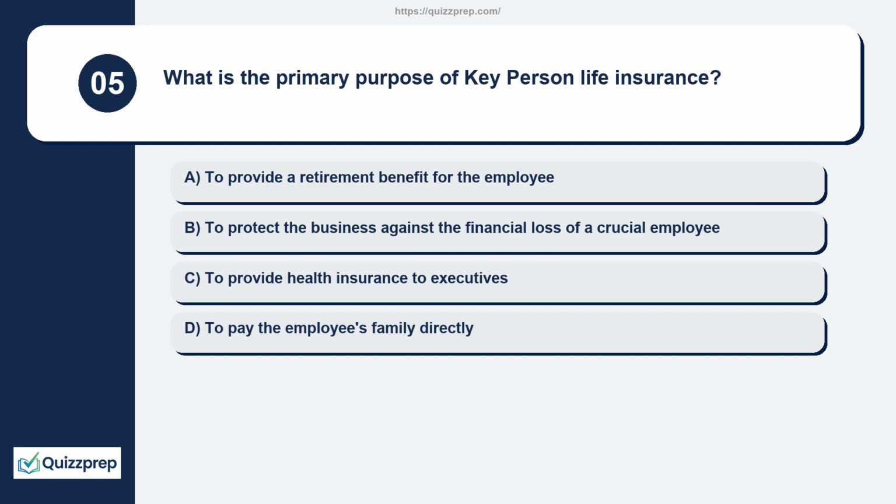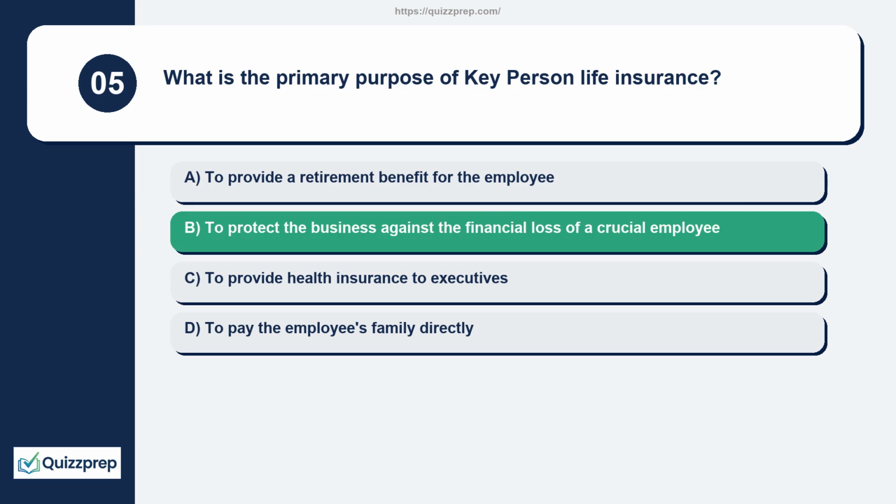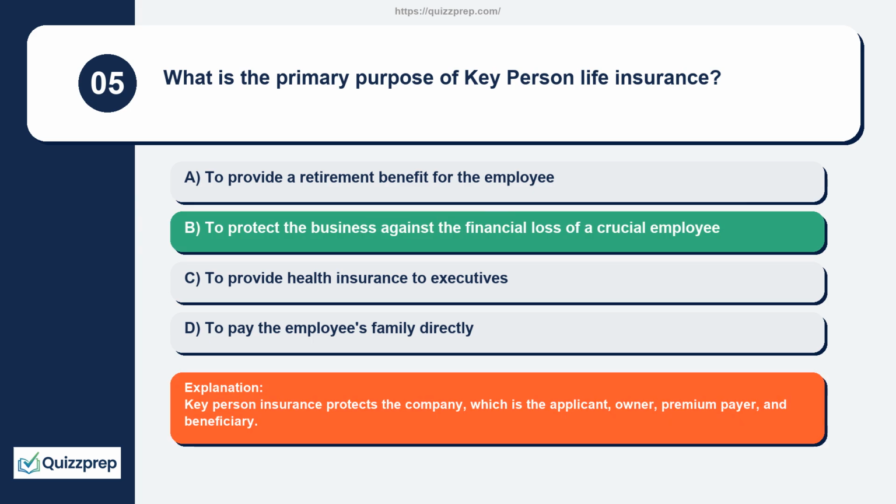Question 5. What is the primary purpose of key person life insurance? To provide a retirement benefit for the employee, to protect the business against the financial loss of a crucial employee, to provide health insurance to executives, to pay the employee's family directly. Key person insurance protects the company, which is the applicant, owner, premium payer, and beneficiary.